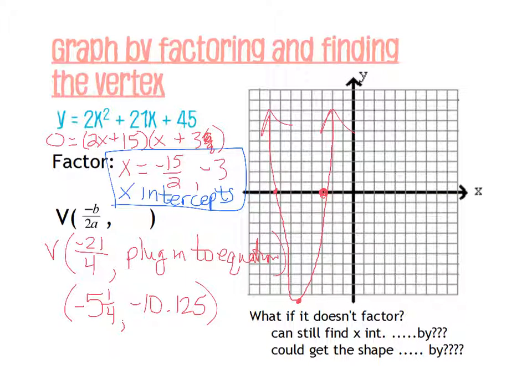There you go. Let's talk about a few things that might happen. What if it doesn't factor? Up here, this happened to factor beautifully for you. If it doesn't factor, well, you're going to do quadratic formula. And it's just not going to come out nice, and that's okay. You could still find your x-intercepts by doing quadratic formula. You could still get the shape of it if you remember that this a value still does the same thing.